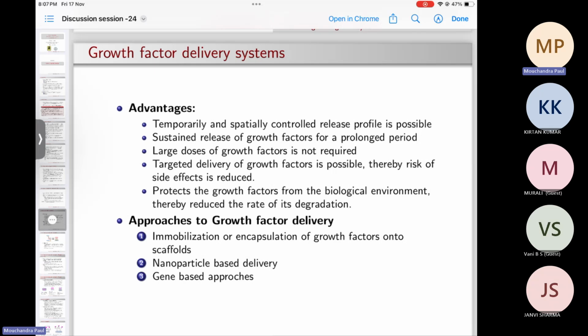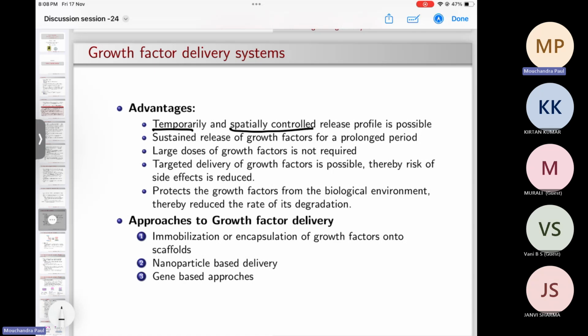Okay. So, growth factor delivery systems. What are the advantages of using these kinds of engineered advanced delivery systems? First, using these systems we can achieve spatially controlled release of growth factors as well as temporally controlled. Means we can trigger the release of growth factors at a particular time point, and we can control where the growth factors have to be released.